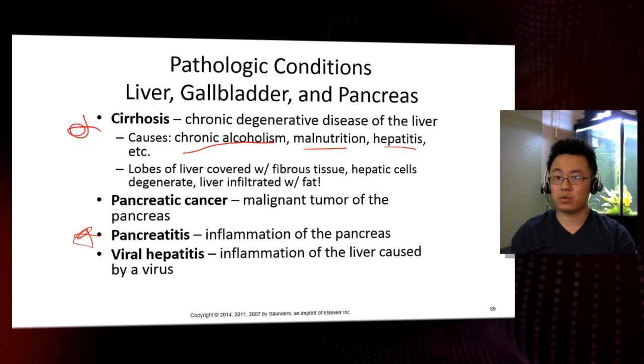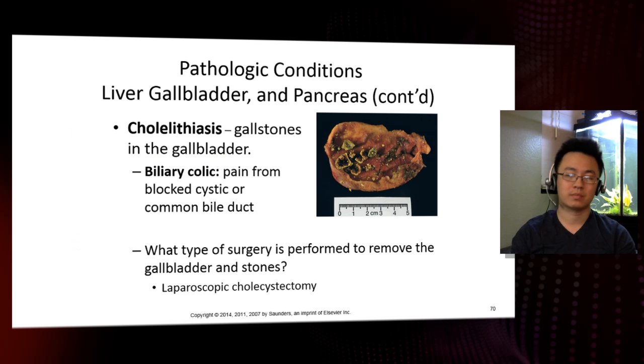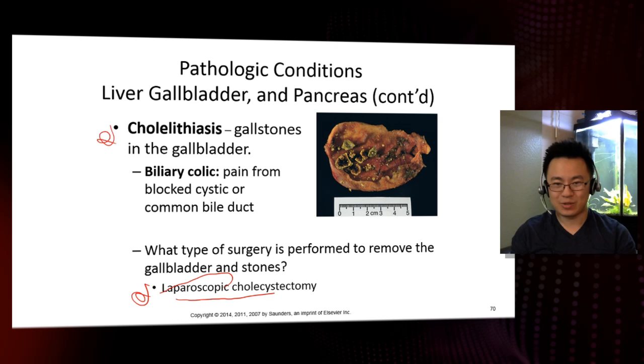Pancreatitis here is inflammation, of course, of the pancreas, and viral hepatitis is the inflammation of the liver caused by a virus. Cholelithiasis here is gallstones in the gallbladder, and biliary colic means pain from a blocked cystic or common bile duct. The type of surgery that is performed to remove the gallbladder and stones is known as laparoscopic cholecystectomy. So here we go, that would be that surgery right over there.